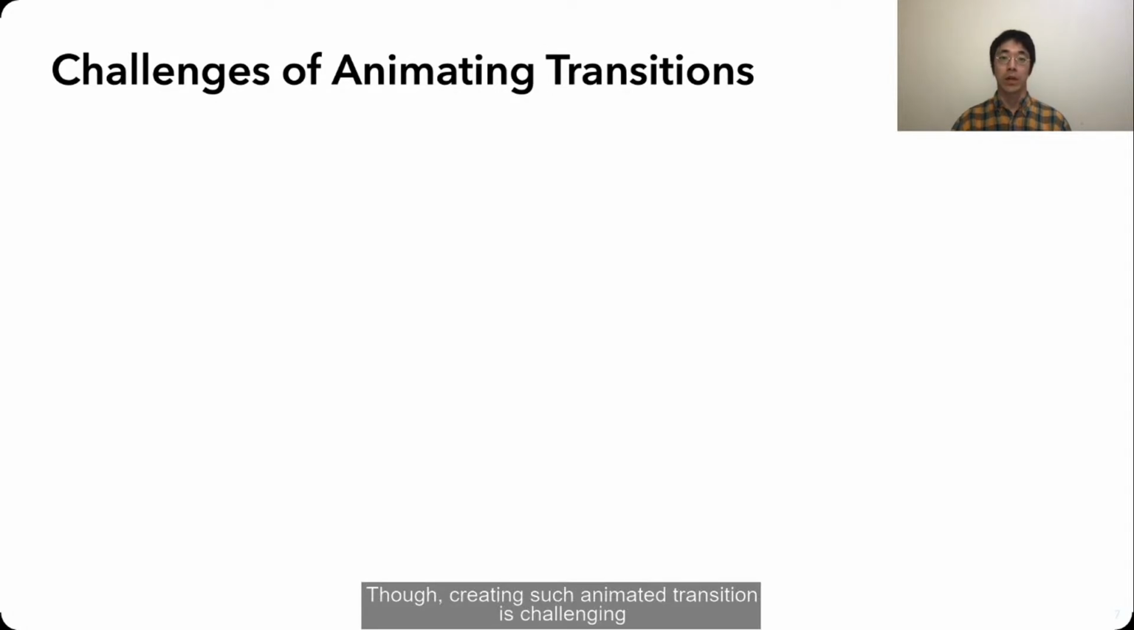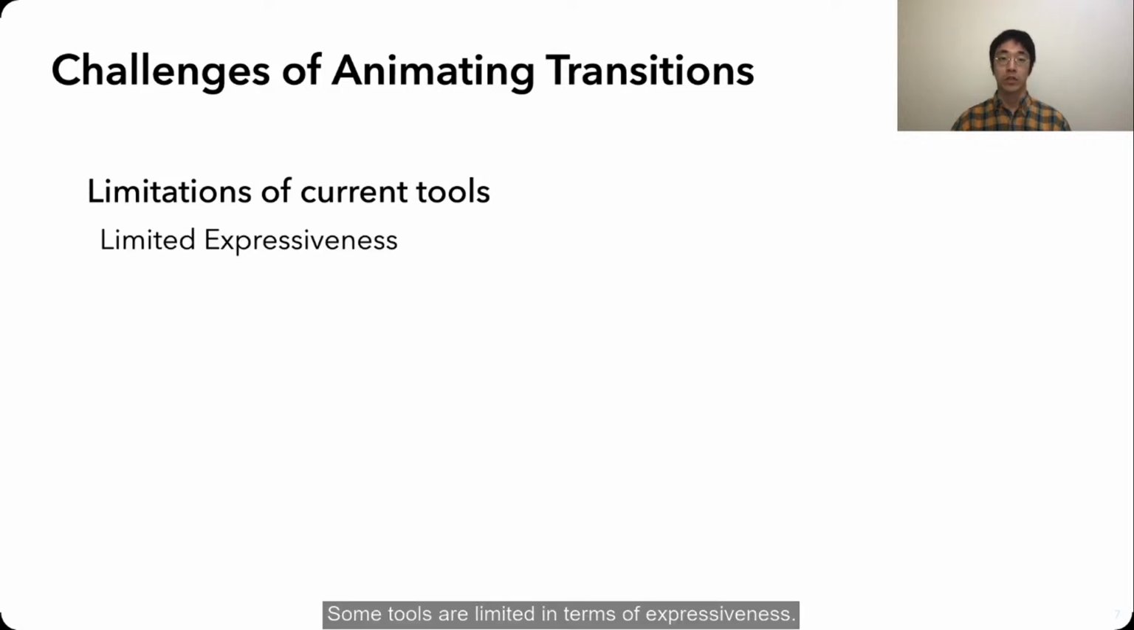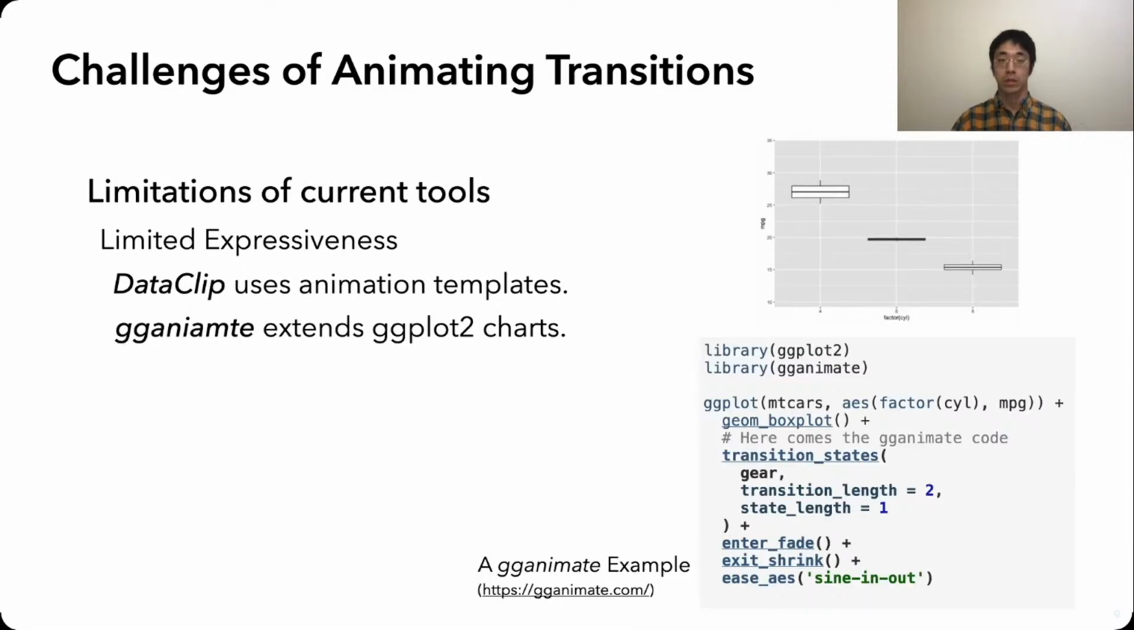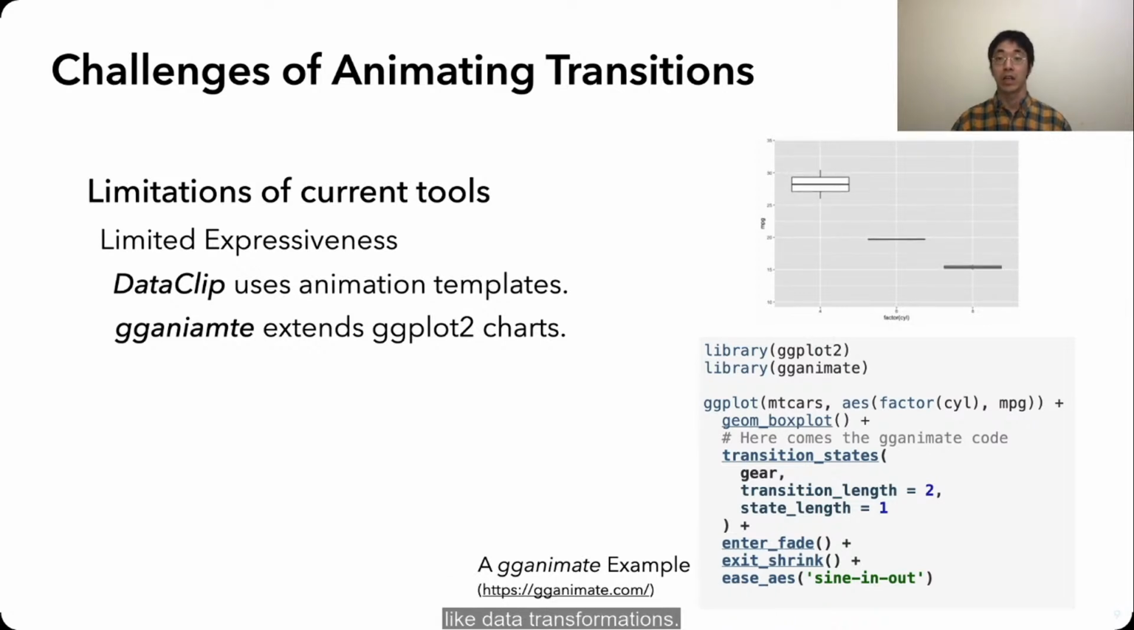Though, creating such animated transitions is challenging because current tools are limited. Some tools are limited in terms of expressiveness. For example, Data Clip uses predefined animation templates so that it cannot express anything out of the templates. ggAnimate extends ggplot2 charts by appending a few lines of code, which means it can only animate the transitions within the defined ggplot2 charts, like data transformations.